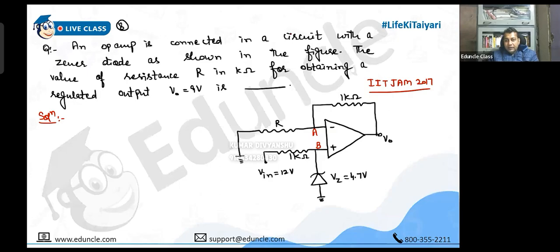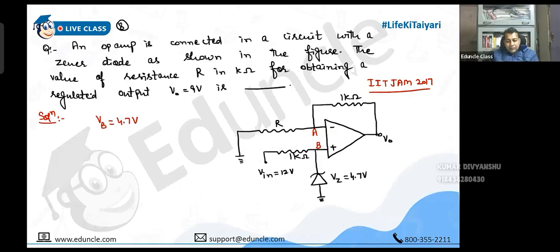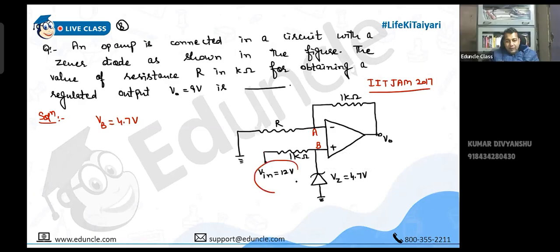Shouldn't it be minus 4.7? Why? When does the zener show its voltage regulation property? In reverse bias. See the applied voltage. The applied voltage is positive, so how can the voltage at this terminal be negative? Okay, sir, I got my error.